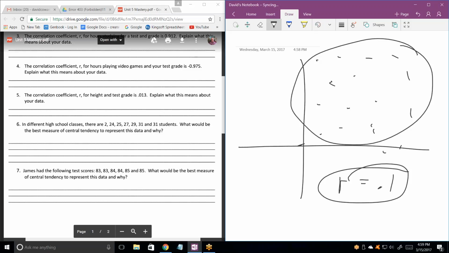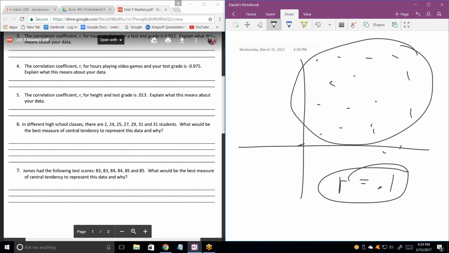Number 5, what does that mean? I guess we explain it. In other words, that's what they want, is explain what this means. Can you tell me in one sentence, is there a correlation between height and test grade? First of all, would you expect there to be a correlation? No. The test grade you get doesn't have anything to do with your height.